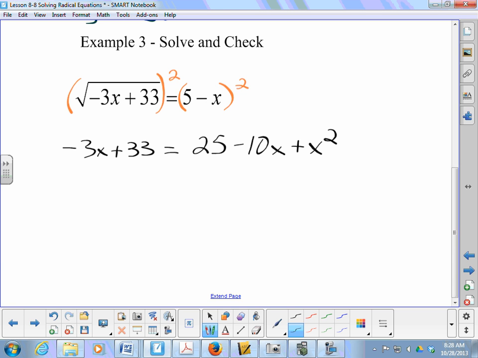Right, Spencer? That's not 25 minus x squared, is it? How did I get 25 minus 10x plus x squared? I had to FOIL it. Don't forget to do that. That's 5 minus x times 5 minus x.